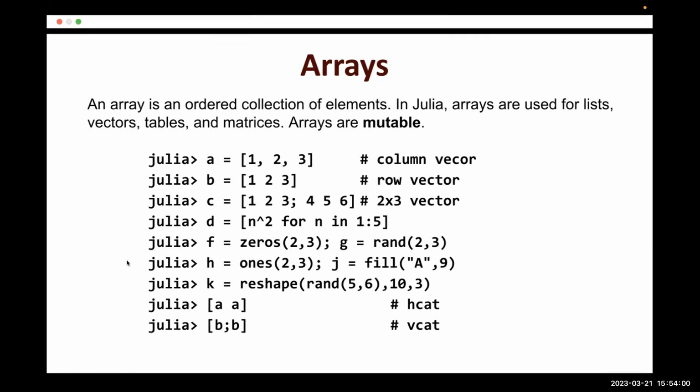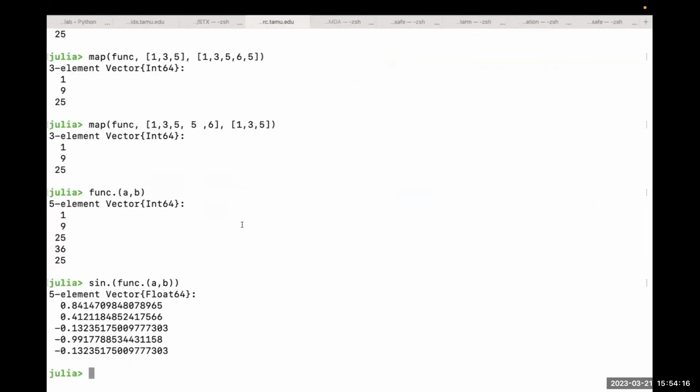You can do concatenation, horizontal concatenation. You can do vertical concatenation. I'm just showing you at the bottom. You can also generate random numbers. You can use 0s and 1s. And let me show you just one quick example so that you see what I'm talking about.